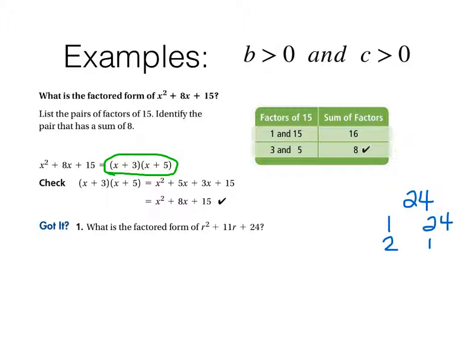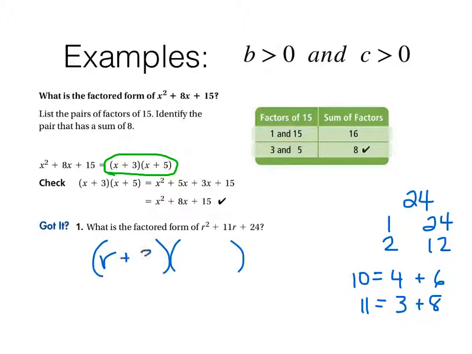So 1 and 24, 2 and 12, this is great and all, but these numbers are bigger than the number 11. So it doesn't really make sense for me to be using these. Let's think about numbers that are a little bit closer together. How about 4 and 6? Well, that would add up to 10. So I'm close. Okay, so it's not 4 and 6. How about 3 and 8? Ha, that's it, 11. So that means when I factor it, I have r plus 3 and r plus 8.